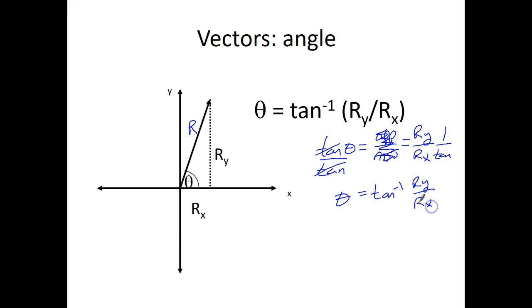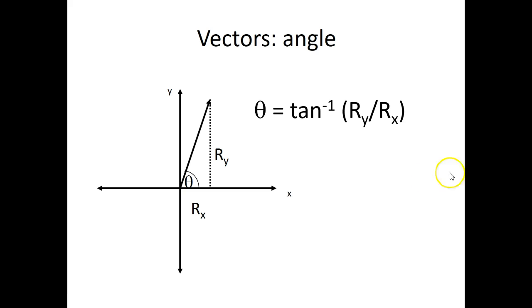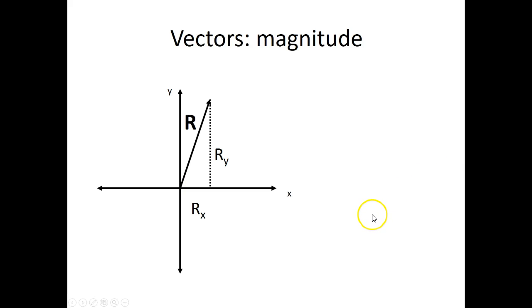It's not really important that you understand where that comes from. Just know that if you move tangent, cosine, or sine to the other side, you need to make it an inverse. So that would be the inverse tangent of Ry over Rx. Always divide these first, then do the inverse tangent, and then that should give you an angle to work with. So that's finding the angle.